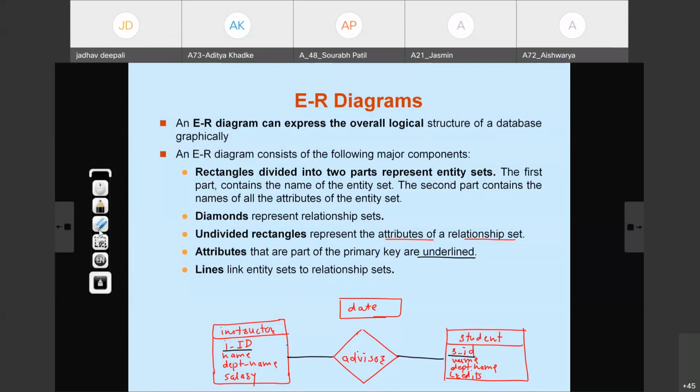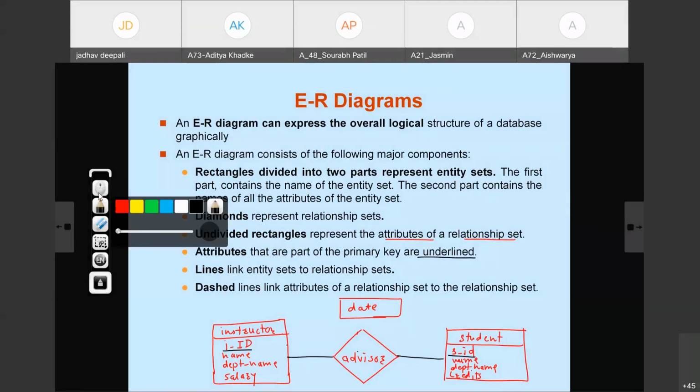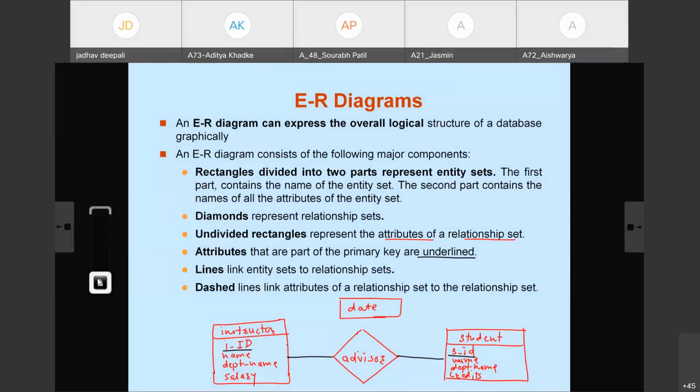Along with the solid line, dotted lines are also used. Dotted or dashed lines link the attributes of a relationship set to the relation. Means if the relation has its own descriptive attributes, those attributes are linked with dashed lines. So that is the descriptive attribute, and it is linked with advisor by a dashed line.